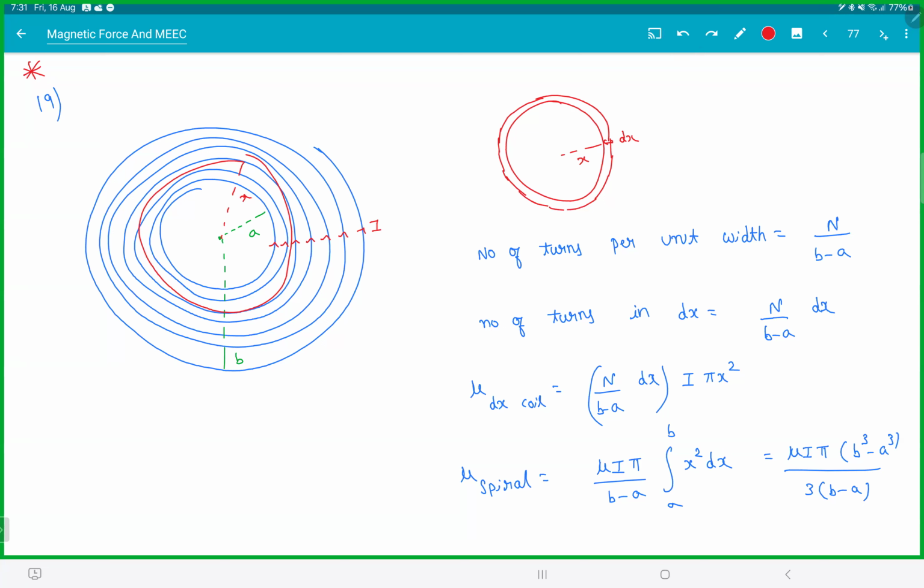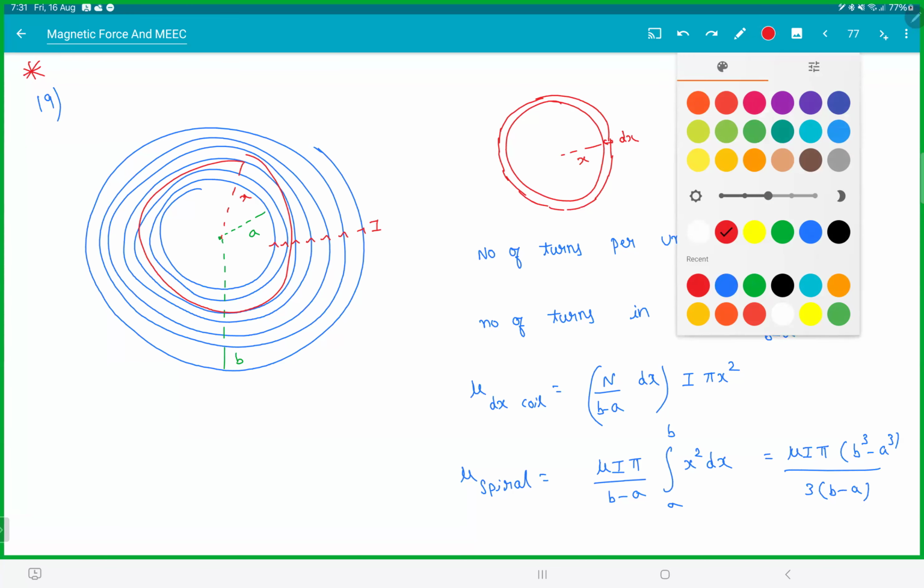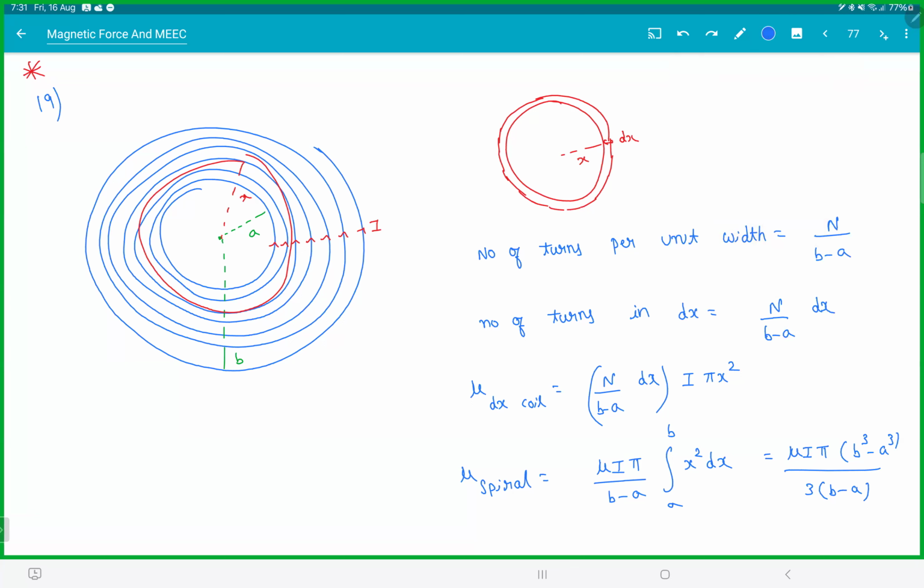Yeah, right. Easy. So that was the main idea. As such, the question was easy once you figure out that part. The next one.